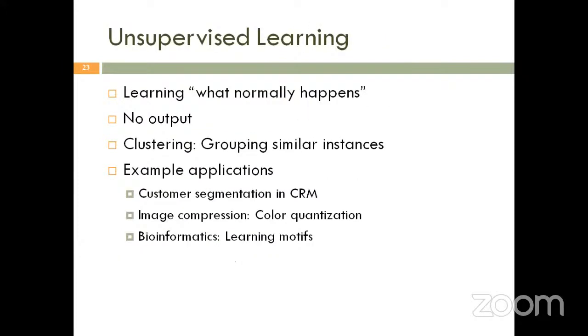Okay, further, unsupervised learning. What normally happens: no output, clustering or grouping similar instances. Example applications are customer segmentation in CRM, customer relationship management I think, image compression in color quantization, and in bioinformatics, learning motifs. I think many of the students here know how to analyze the motifs, how to get the motifs. You can do it using unsupervised learning in machine learning techniques.